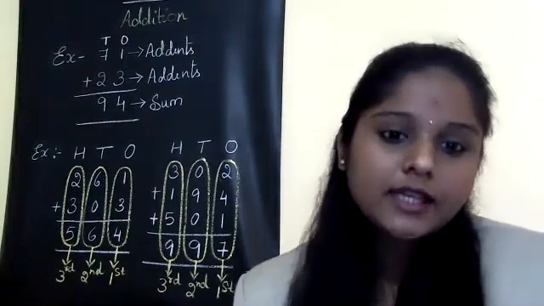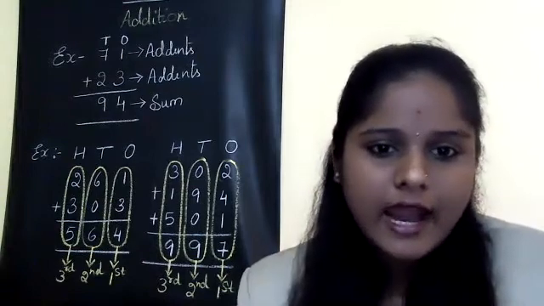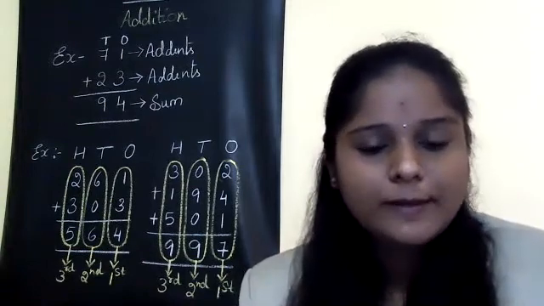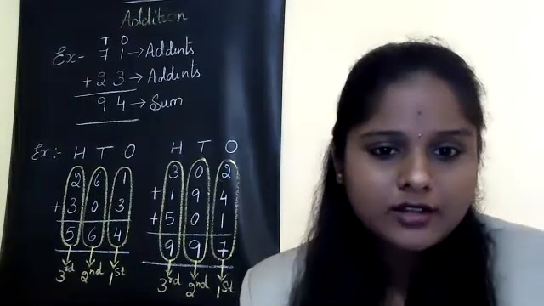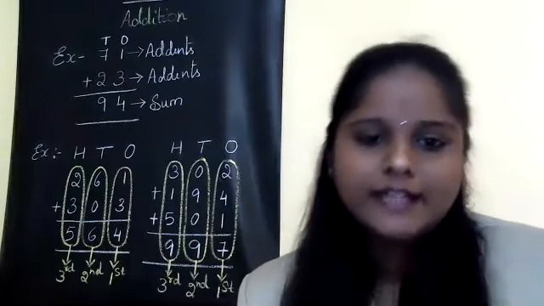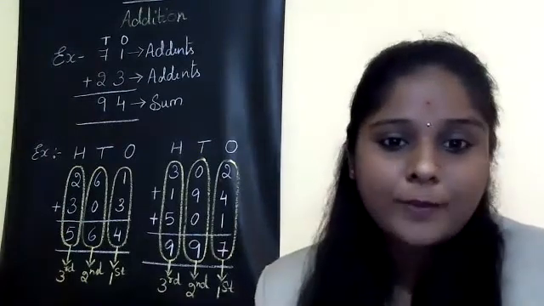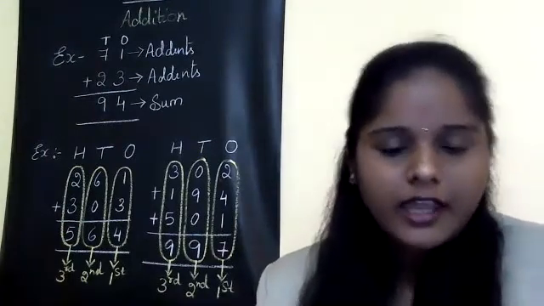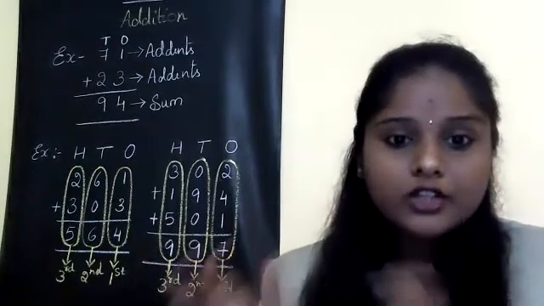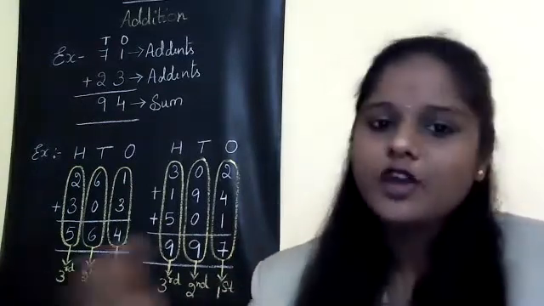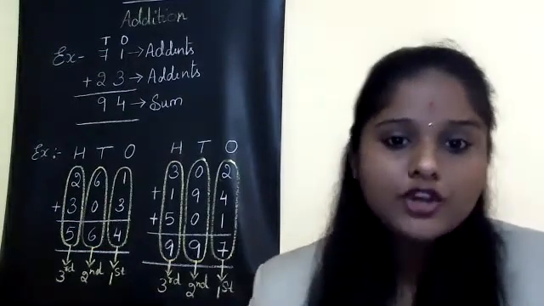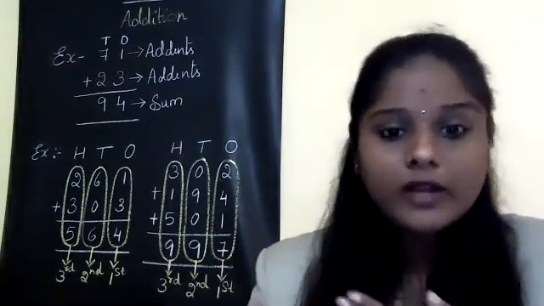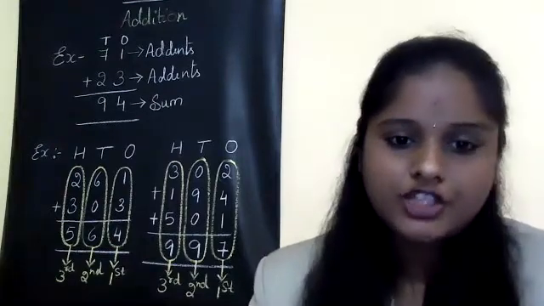Now tell me, any number that is added to 0, what will be the answer? Any number that is added to 0 gives the number itself. So that is a property of addition. If you add 100 to 0, you will get 100 only. If you add 1 to 0, you will get 1. If you add 10 to 0, you will get 10. So the number will remain as it is without changing.